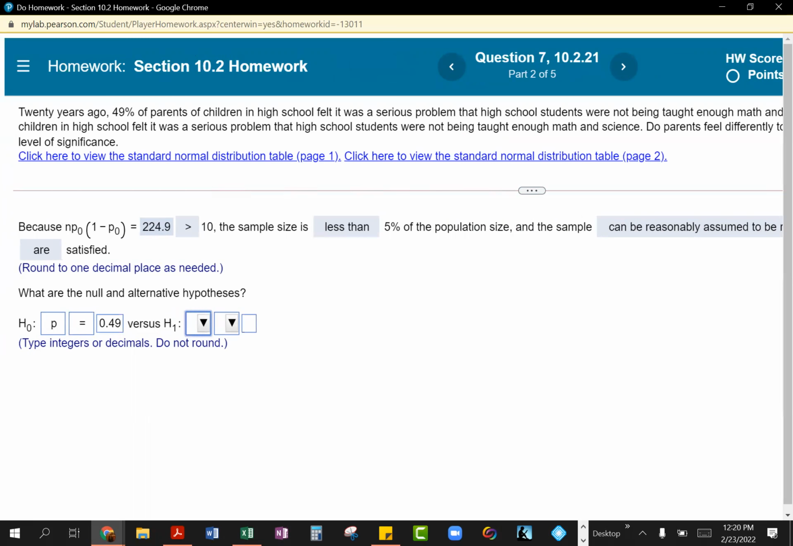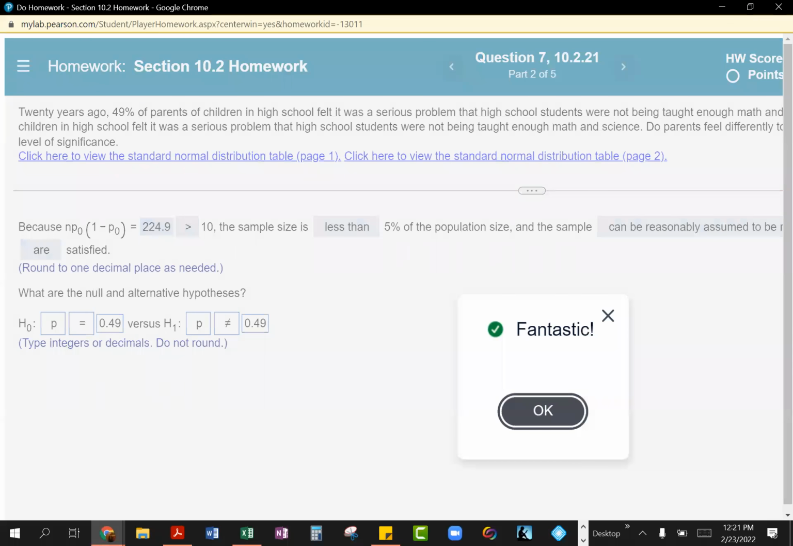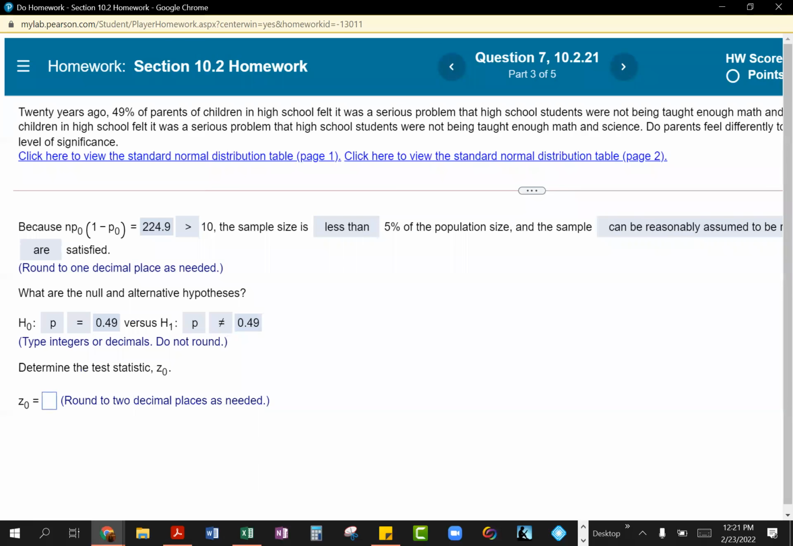Now for the null hypothesis, of course, we'll go down to p again, but they're saying feel differently, right? So that actually means you are using not equal to, not less than or greater than. And of course, we want to know, has it changed from 0.49? So that's going to be our null and alternative hypotheses.